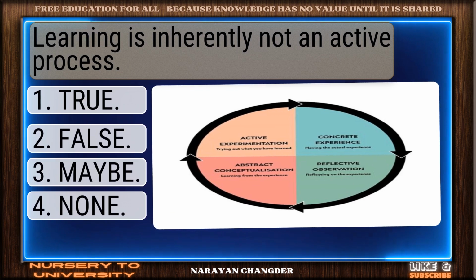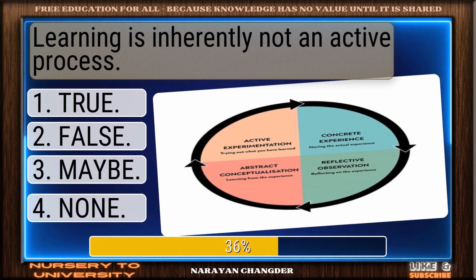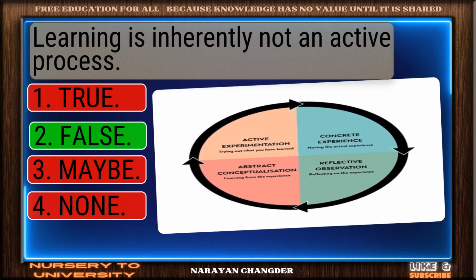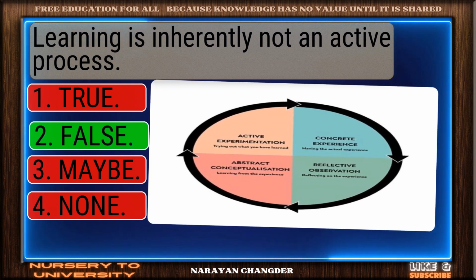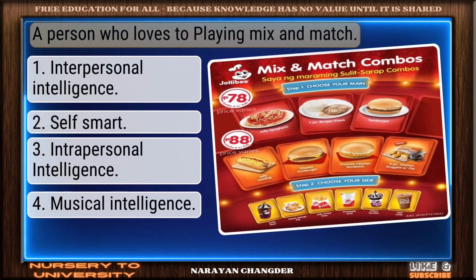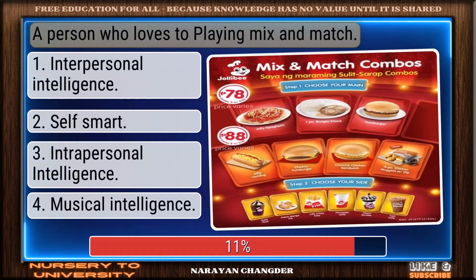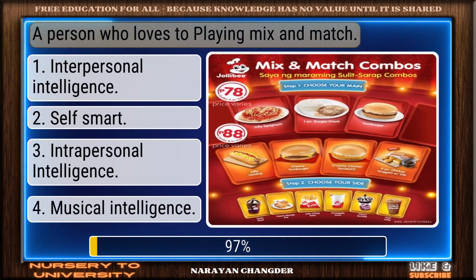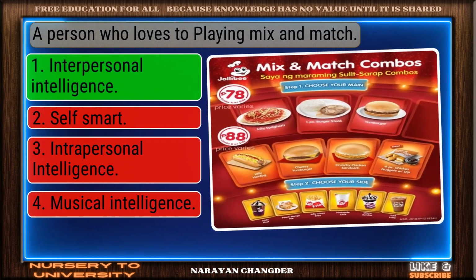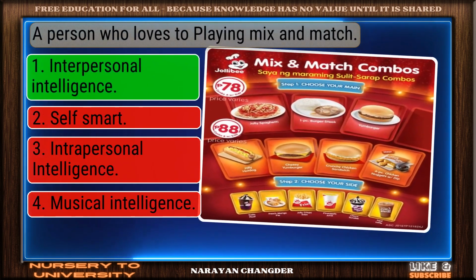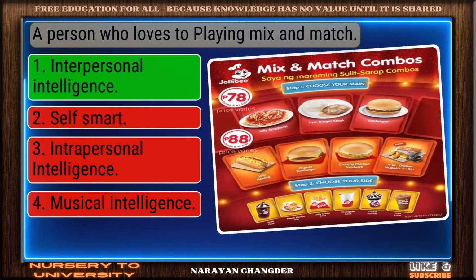Learning is inherently not an active process. You got it. Your choice false is right. A person who loves to play mix and match. Well picked. Interpersonal intelligence is the correct answer.